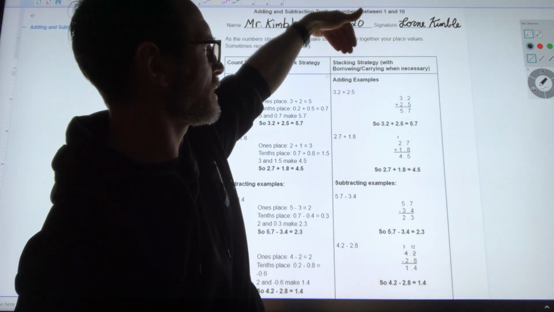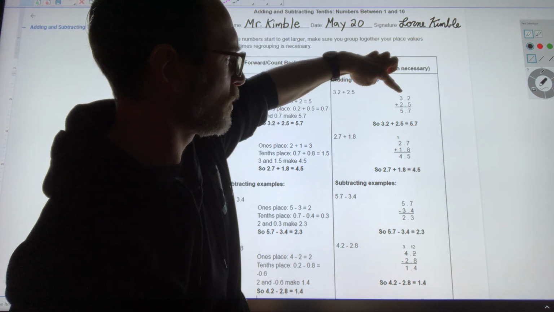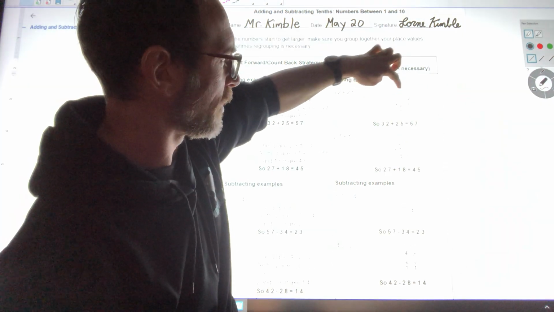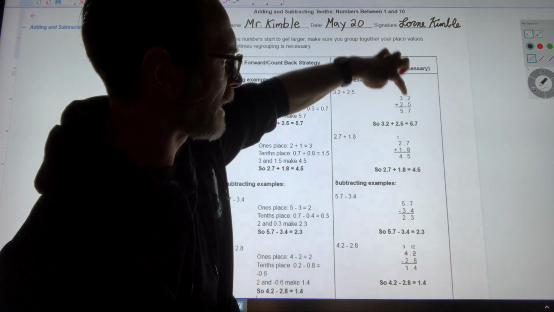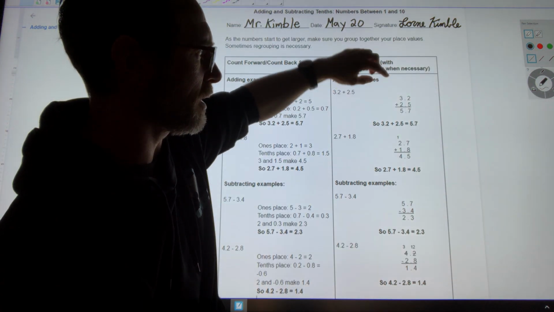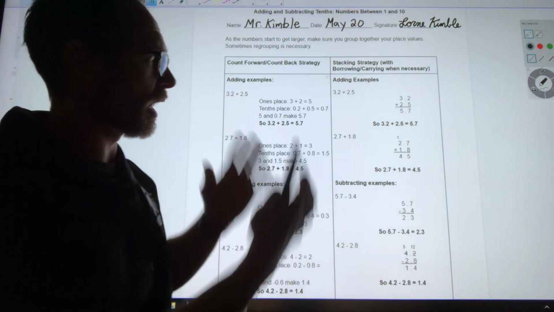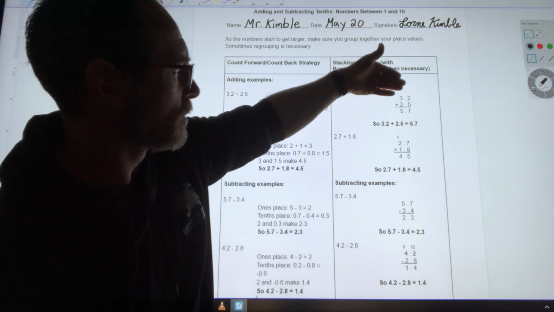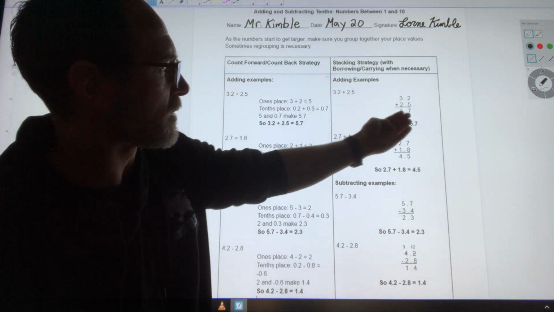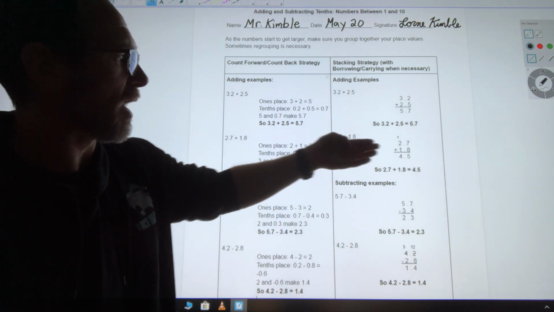But if we were using the stacking strategy, we would say, well, 3.2 plus 2.5, and you'll notice that the decimals are lined up, right above each other. The 2 tenths and the 5 tenths are right above each other. The 3 and the 2 are both in the ones place, right above each other. If we're using the stacking strategy, it's very important to keep your place values lined up. So we have 2 plus 5, which is 7, and then 3 plus 2, which is 5, so our answer is 5.7.